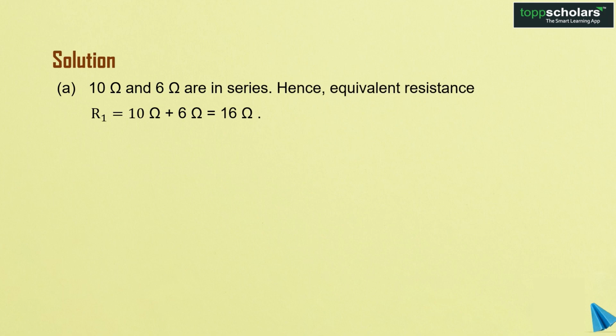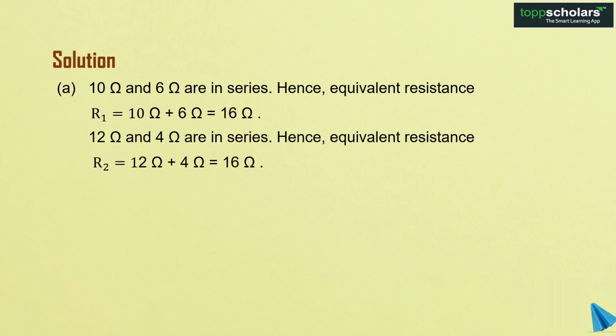So 10 ohm and 6 ohm are in series, hence the equivalent resistance, that is R1, will be 10 ohm plus 6 ohm, that is 16 ohms. 12 and 4 are in series, hence the equivalent resistance R2 is equal to 12 plus 4 ohms, that is 16 ohms.